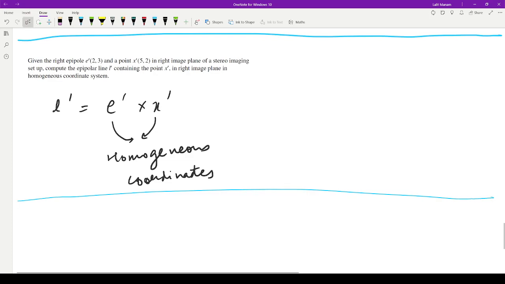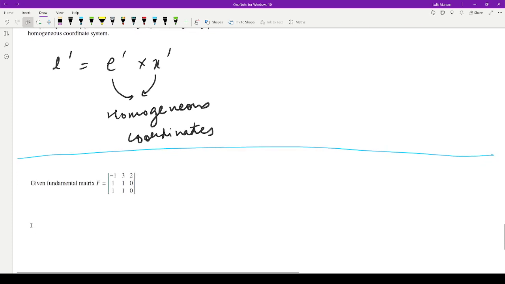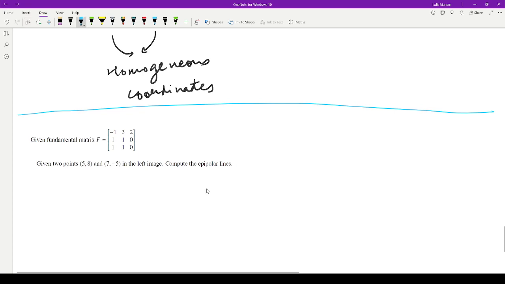We'll just move on to the next one then. So we are given a fundamental matrix F. Okay, this is also simple, I guess. So we are given 2 points, 5, 8 and 7, 5 in the left image. Compute the epipolar lines. Is it simple? Can anyone tell the answer?